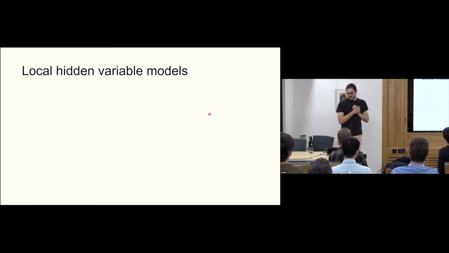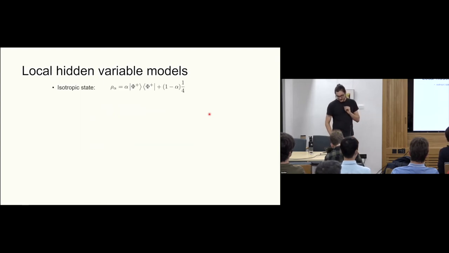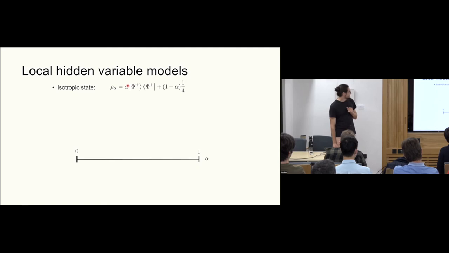Now I'll review a bit what's known, the state of the art about local hidden variable models. I will do this by benchmarking with a specific class of states called the Werner states, which are just a Bell state mixed with a uniform state. Alpha here encodes a simple notion of noise. For alpha equal to 1, you just get the Bell state, and for alpha equal to 0, you just get the uniform state. And then you have a continuous range between 0 and 1.